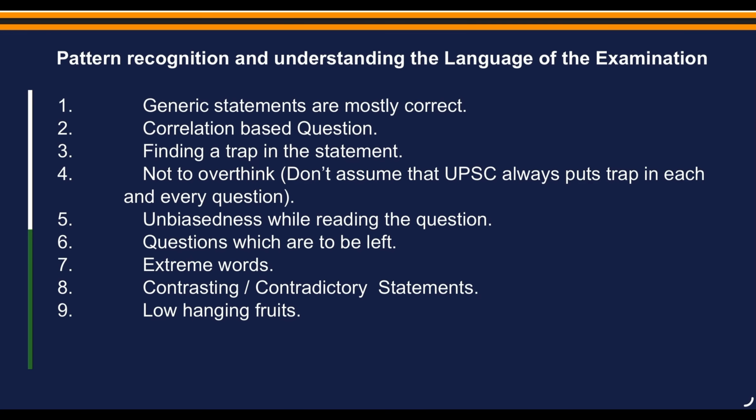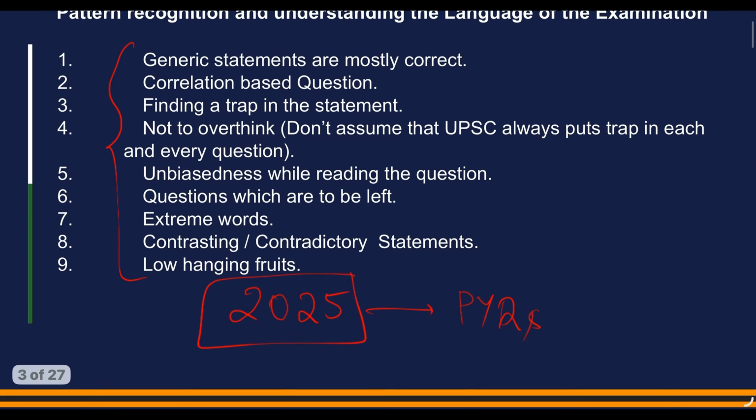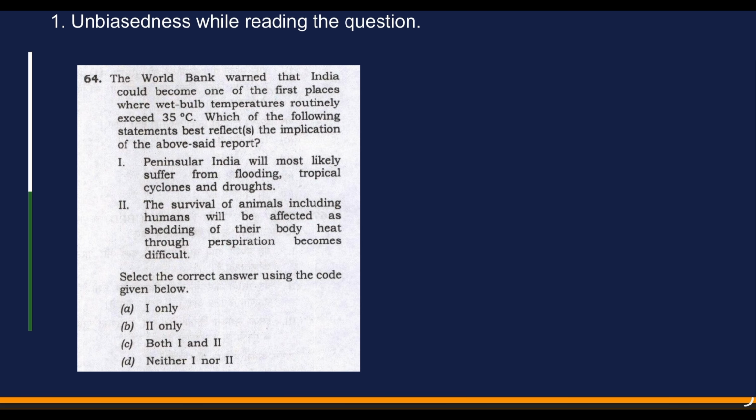These are a list of patterns which I have identified, and we will try to understand each of these patterns through examples by solving the PYQ questions. In this case, we are solving last year's, 2025, PYQs. So without delaying much, let us start. The first pattern which I have identified is called unbiasedness while solving the question. So let us try to solve this question.